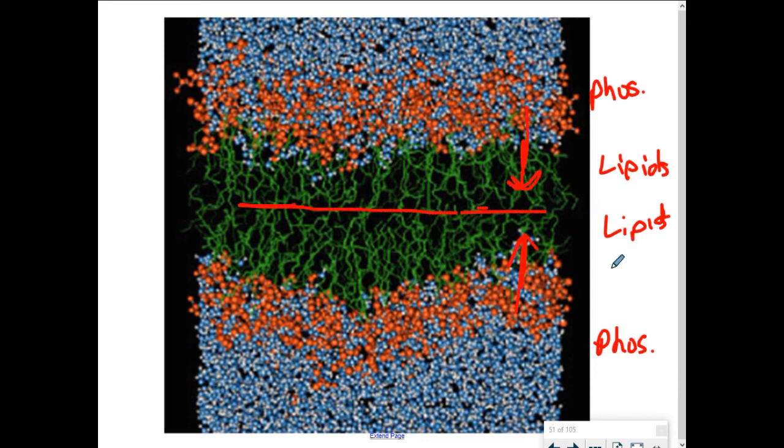And if you want to label this, if anyone's taking notes by hand, this up here would be the phosphate. This down here would be your phosphates. This right here would be your lipids. And this would be a second set of lipids. Because really, these are attached to each other. These are attached to each other. And there kind of is a little bit of a gap right through the middle. Like that double deep window.